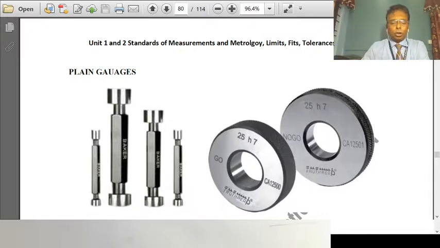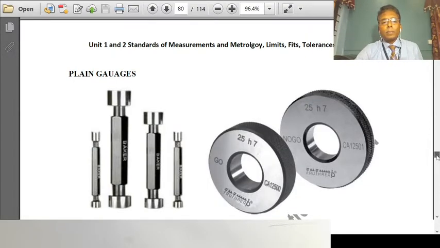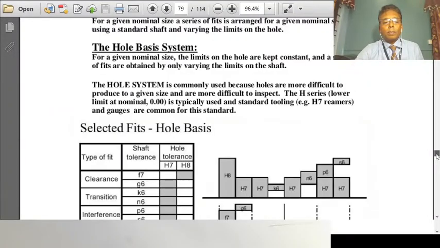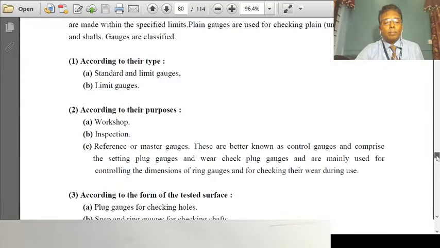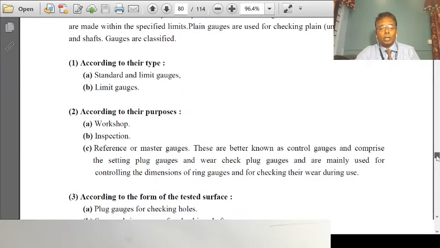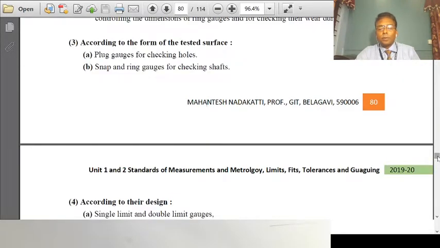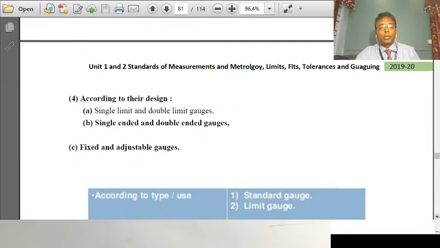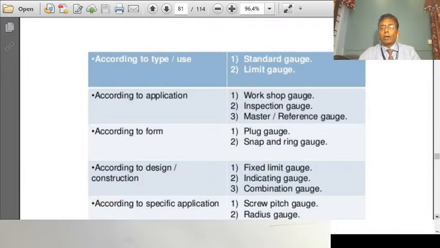Let me discuss in short what the various types of gauges available are. As you can see in the PDF file embedded, there are different types of gauges. One is a plain gauge. According to their types: standard gauges, limit gauges, workshop gauge. According to their purpose: workshop gauge, inspection gauge, reference gauge, master gauge, then plug gauge, snap gauge, ring gauge. You have various kinds of gauges according to their design: single limit gauge, double limit gauge, single ended, double ended gauge. According to the applications, you have workshop gauge, inspection gauge, master and reference gauge.